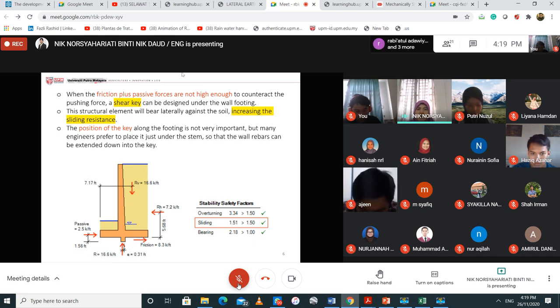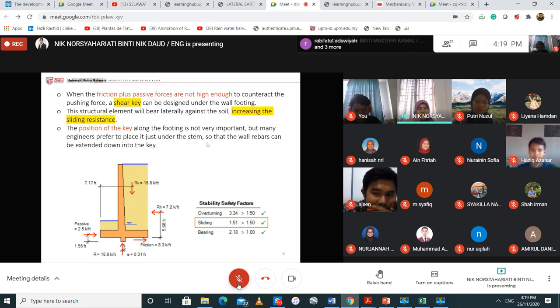It depends. Here it says the position of the key along the footing is not very important. But engineers prefer to place it just under the stem so that the wall rebars can extend down into the key. So even the one Ajin shared, the location at the heel of the base of your retaining wall should be okay, as long as the reinforcement can still attach to the key, because the strength is there.